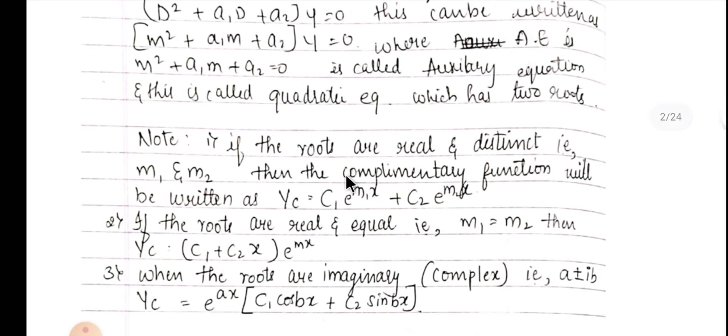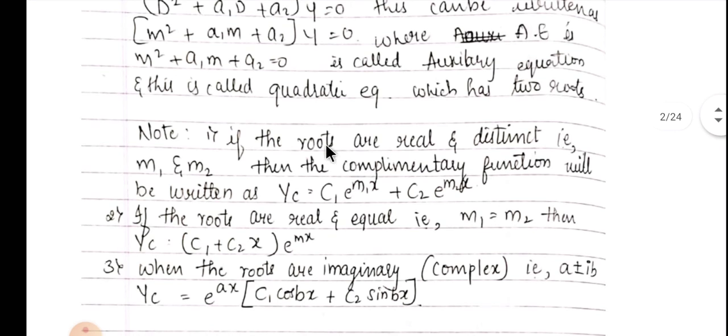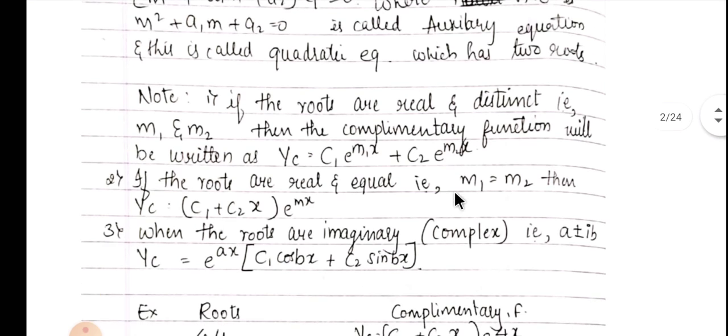Note, here we have to note that depending on the roots we are going to write the complementary function. Please observe carefully. If the roots are real and distinct, that is m1 and m2, then the complementary function yc will be written as c1 into e to the power m1x plus c2 into e to the power m2x. If the roots are real and equal, that is m1 is equal to m2, then the complementary function will be written as (c1 plus c2x) into e to the power mx.